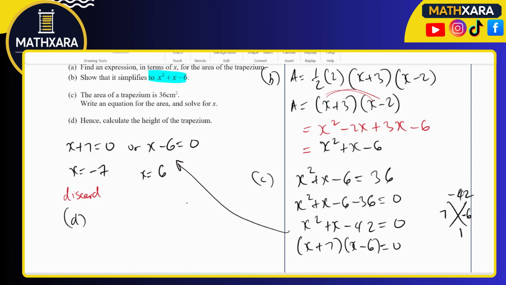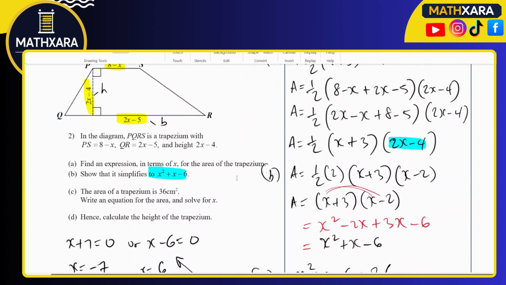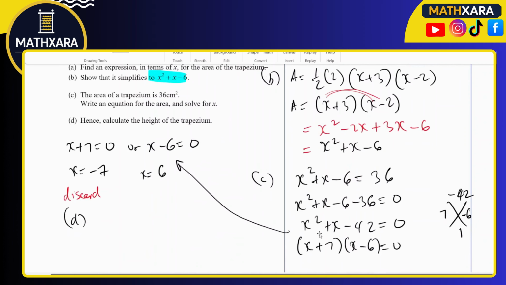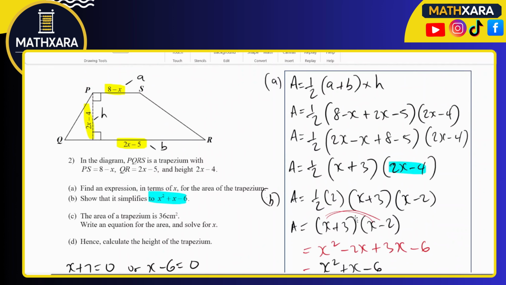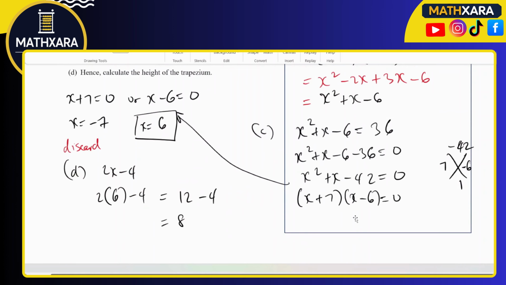Now, we're asked to find the height of the trapezium. Let's take a look at the question. Now, the height is 2x minus 4. Let's go and write it. 2x minus 4, which is our height. And we know that our x value is the positive 6. So 2 times 6 minus 4. That's 12 minus 4, which gives us 8. And this is our height. Our units, of course, were not mentioned. So actually, they were mentioned. So it's 8 centimeters. And this is our final answer.